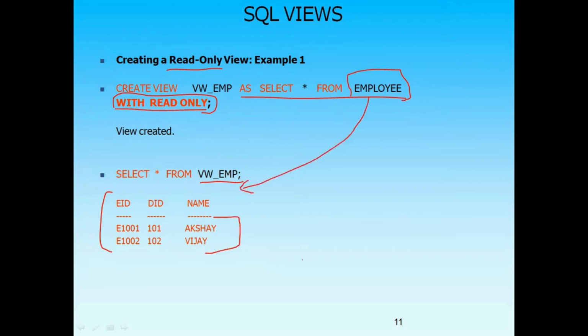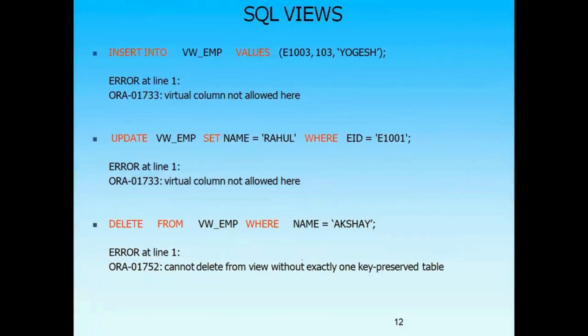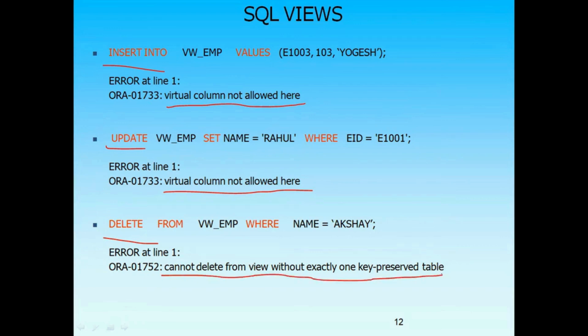So this is the example of read-only view. If you try to perform any insert, update, and delete operation on a read-only view, you can see what error is showing: virtual column not allowed here. Similarly, in the update operation, the error is there, virtual column not allowed here. And in the delete operation also, if you observe, cannot delete from view without exactly one key preserved table, right? Because this view is my read-only view, and that's why insert, update, and delete operations are not allowed here, right?